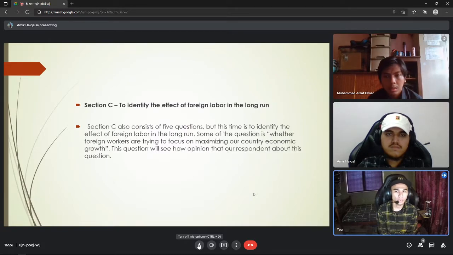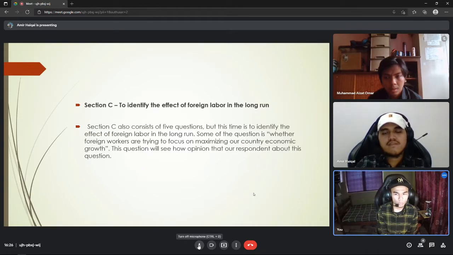For section C, to identify the effect of foreign labor in the long run. Section C also consists of 5 questions, but this time is to identify the effect of foreign labor in the long run. Some of the questions ask whether foreign workers are trying to focus on maximizing our country's economic growth. This question will see the opinion of our respondents about this.